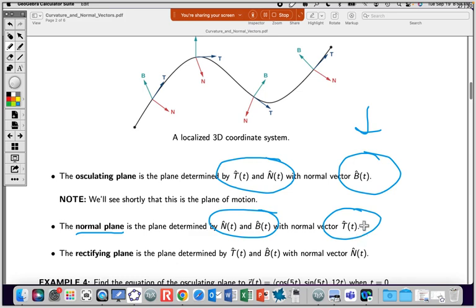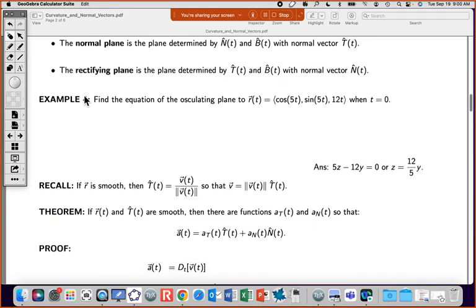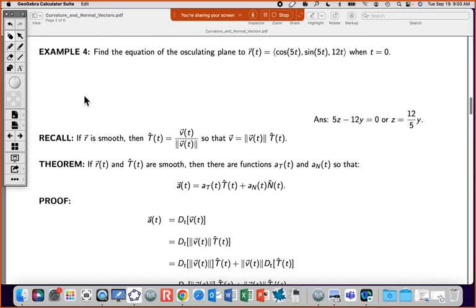So it's funny, the normal vector to the normal plane is actually t hat. If you think of, like, as you're walking, the plane of your body, that's the binormal plane. And then the rectifying plane is the one determined by t hat and b hat, and that's the normal vector n. Okay. So what B does, well, I guess we have to prove the theorem first. I guess we'll start tomorrow with the theorem.